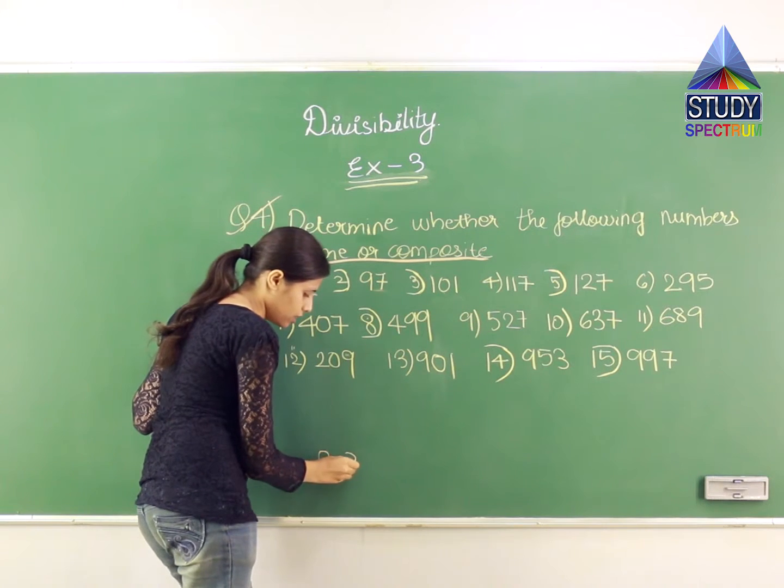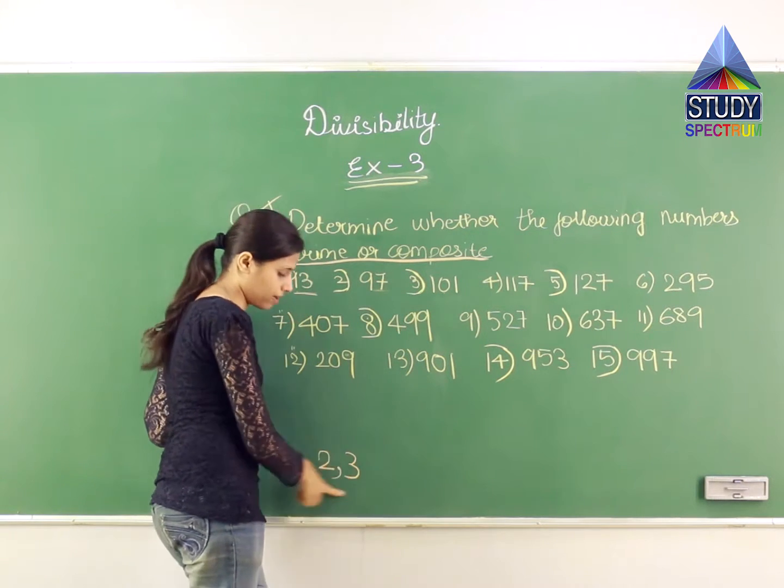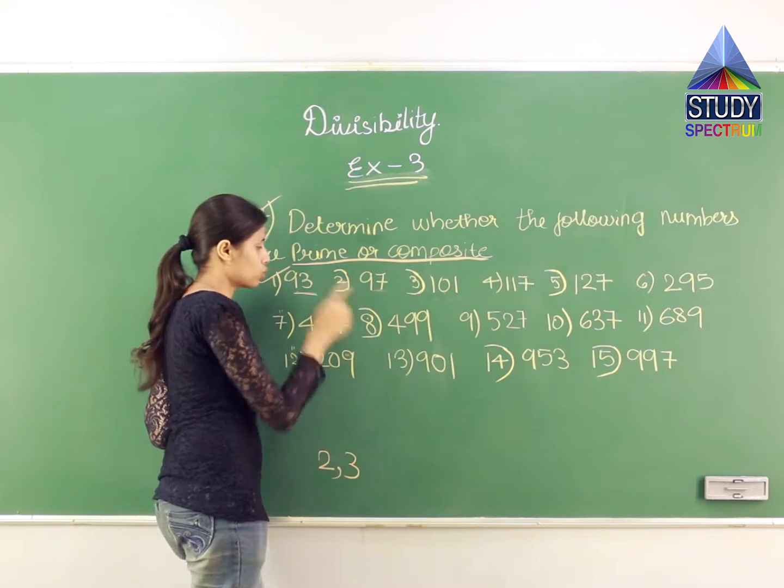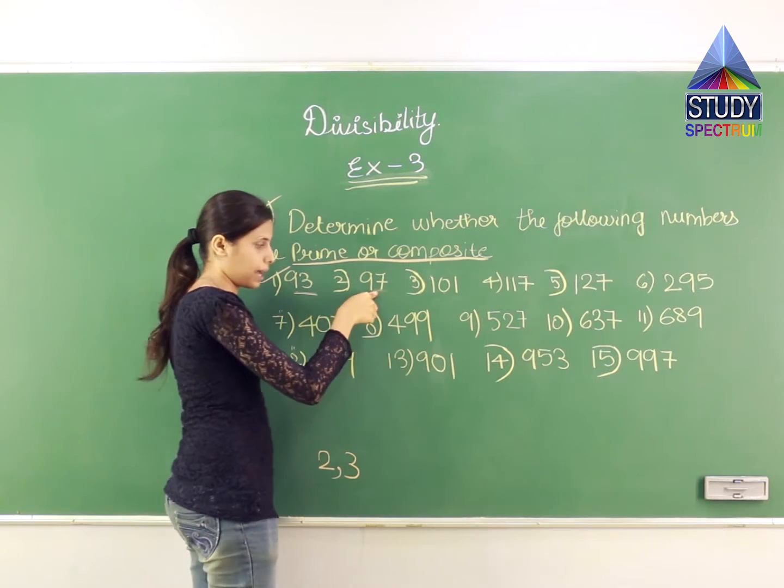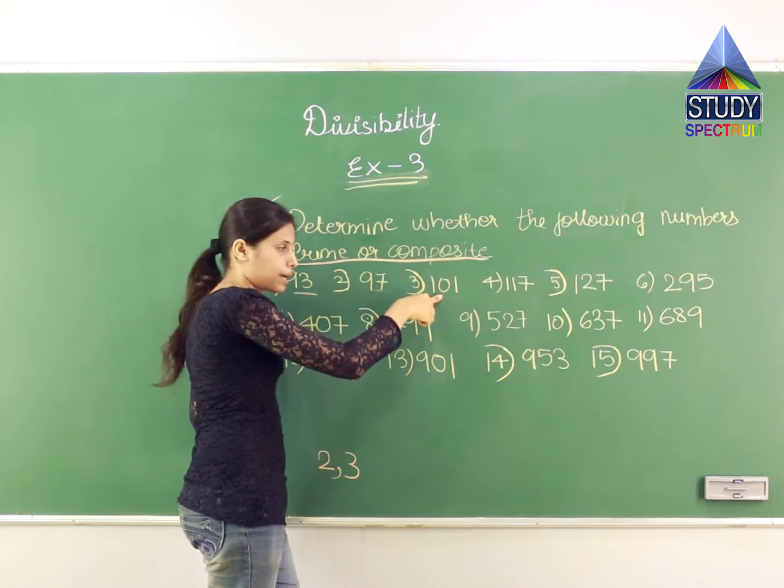So I can say that serial number 3 is a prime number. Remember, we are writing serial numbers over here. So 2 is a prime number. Then 3 is a prime number.